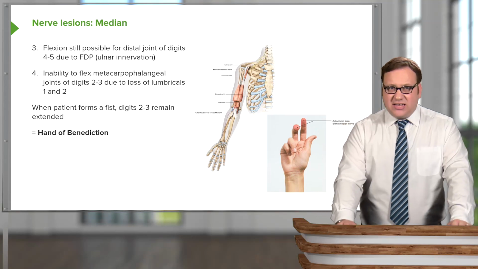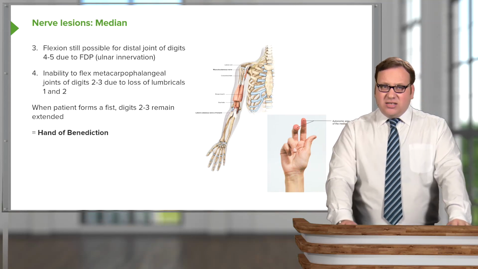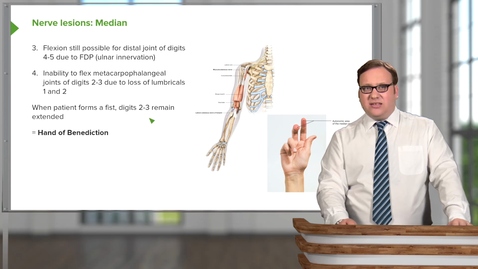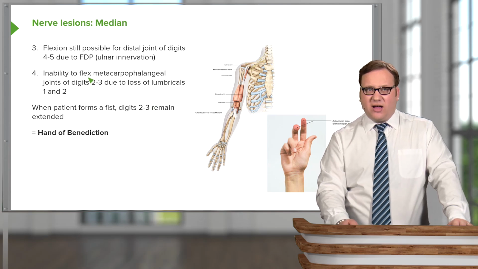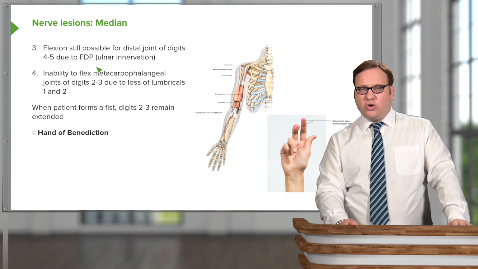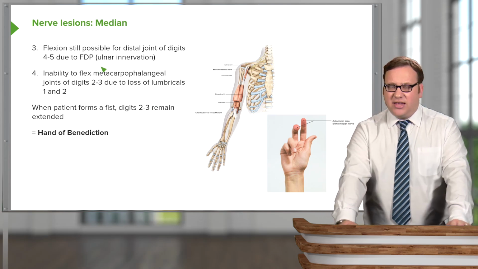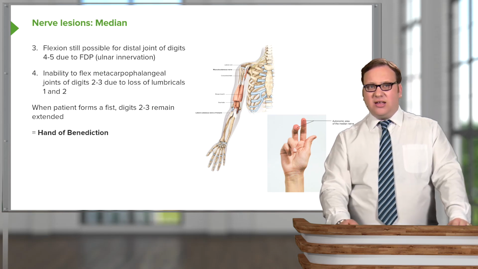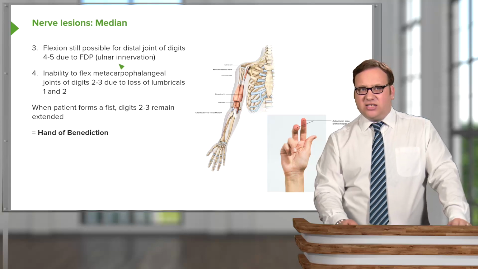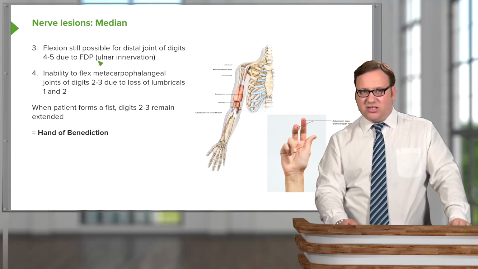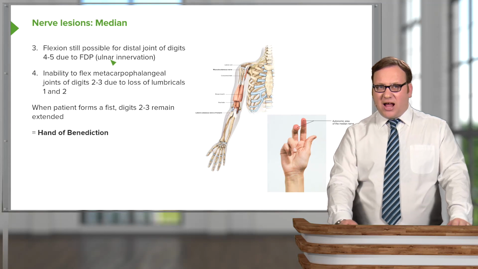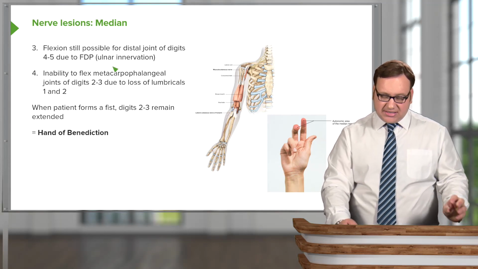You'll also be able to see that flexion will still be possible at the distal joints of digits 4 and 5 due to the flexor digitorum profundus having the ulnar innervation. So because the tendons that pass to digits 4 and 5 from flexor digitorum profundus are from the ulnar nerve, then these are going to be spared.